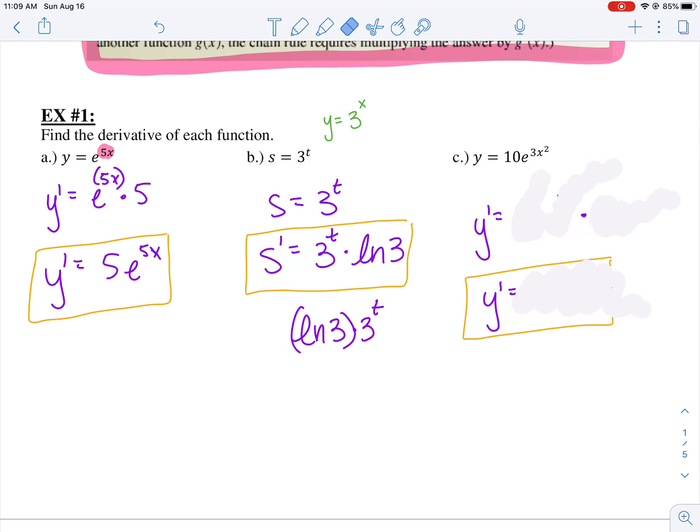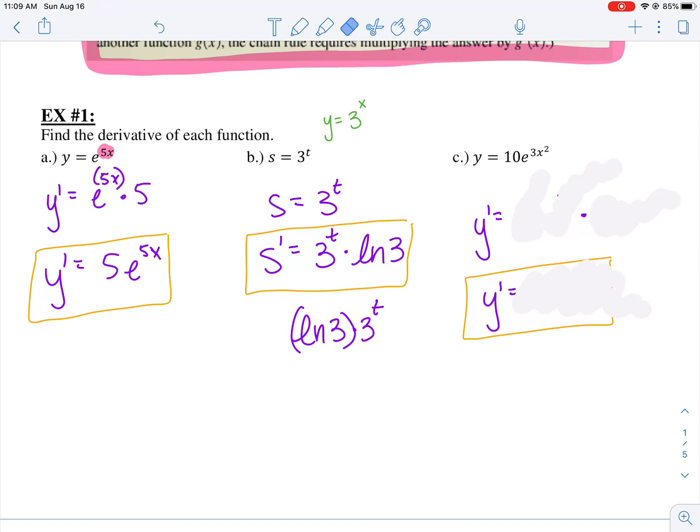Just be careful not to multiply the 3 and the 3 and call it natural log of 9 to the t. Order of operations says we can't do that. We're supposed to do the exponents before we multiply, so be careful with that. I always like to put my natural log in the back so that I don't accidentally do that, or make sure you put parentheses around the natural log of 3. That is just a number.